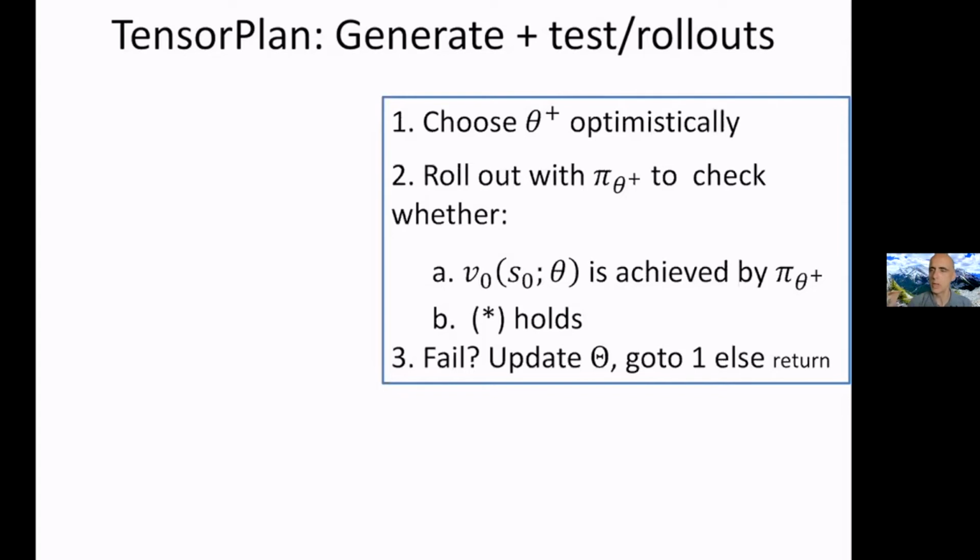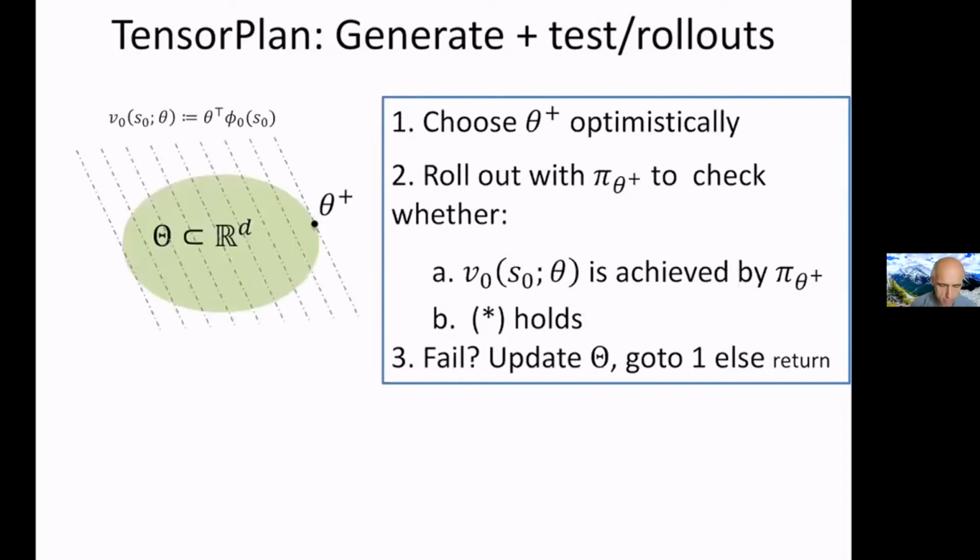So this new information restricts the set of feasible parameters, and then the whole process repeats. You have a smaller feasible set of parameters. You optimistically choose another parameter. You generate these rollouts with the induced policy. If along the rollouts you see some contradictions with your expectations, then you repeat, and otherwise return.